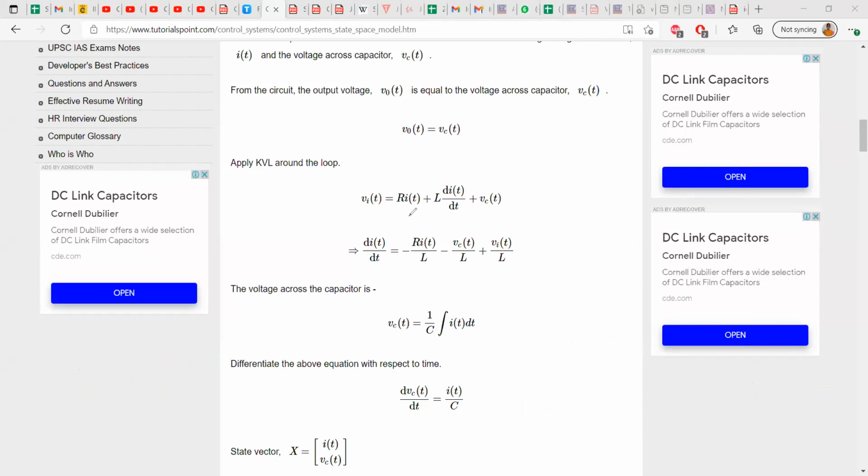So after applying KVL, we have this equation, and we have a voltage across the capacitor. You can differentiate the above equation. So we are getting dVc by dt, the derivative cancelling the integral, so I of t by C.